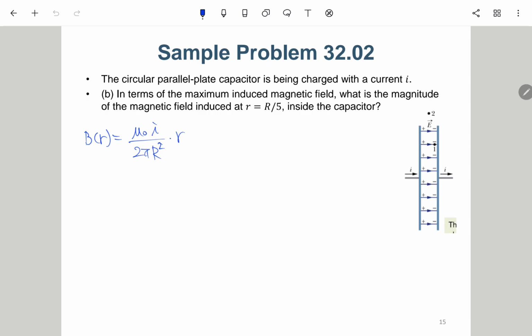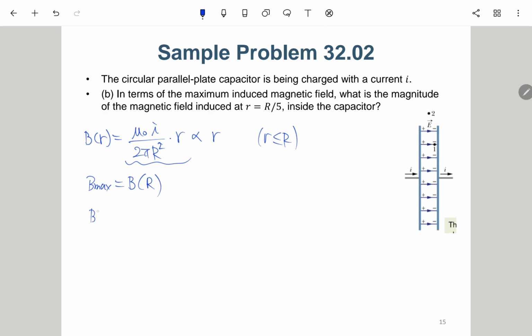So it is actually proportional to r. So it means that if r equals capital R, it will be the maximum value. So B max is actually B of capital R, because this is only true when r is smaller than or equal to capital R. Later on, if r is larger than capital R, then it will decrease again.